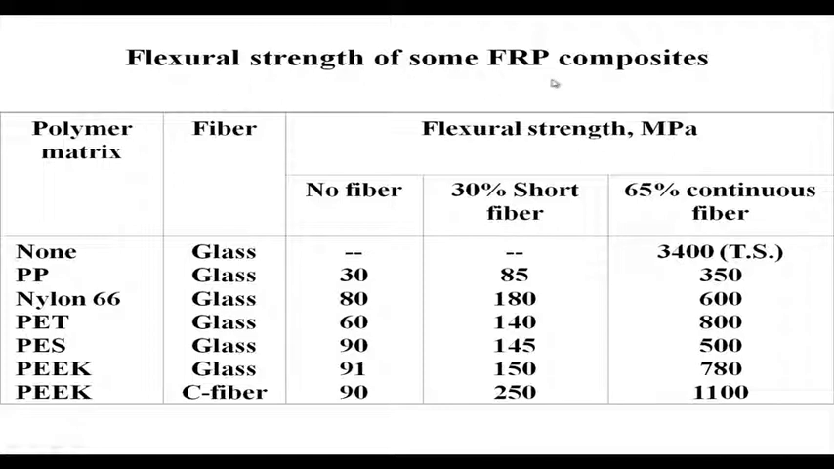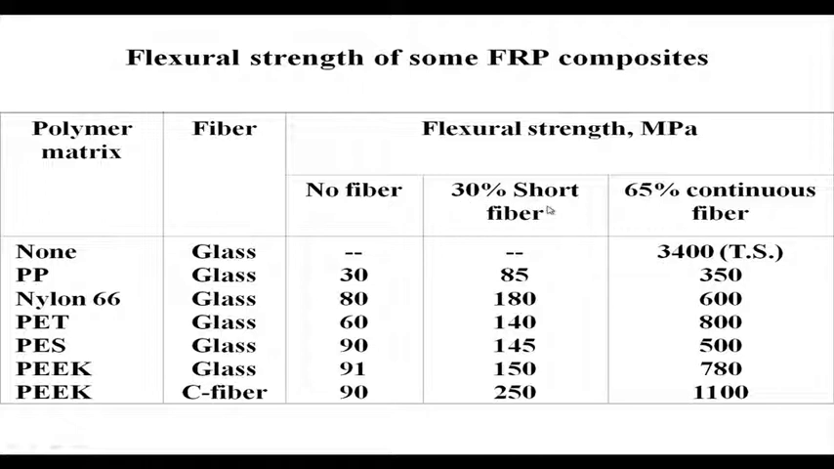Flexural strengths of some fiber reinforced composites: here matrix resins were polypropylene, nylon 66, polyethylene terephthalate, polyether sulfone, polyether ether ketone, and fibers were glass fibers and PEEK with carbon fiber. Without any fiber, flexural strength for these polymers were in this range: 30, 80, 60, 90, 91, 90, 30. So, it varies from 30 to 90.